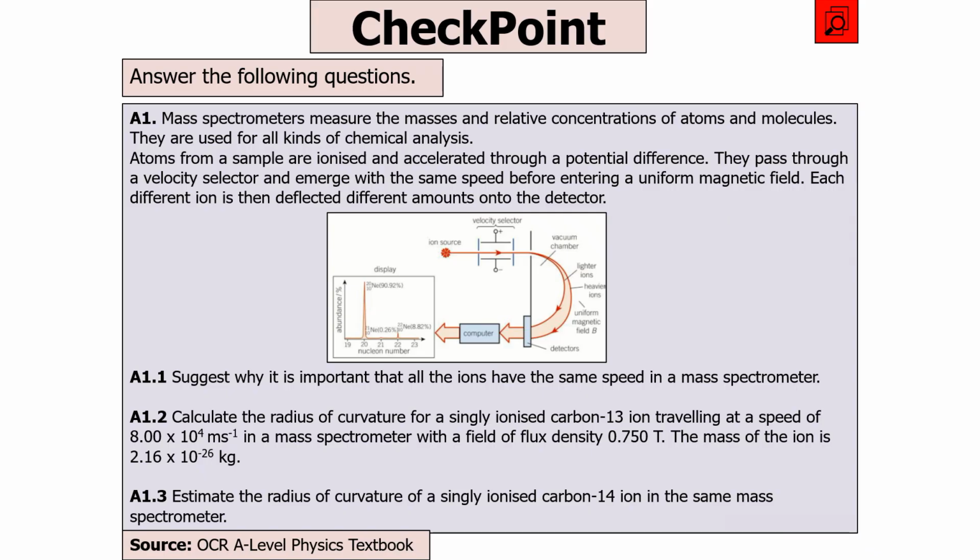Calculate the radius of curvature for a single ionized carbon-13 ion travelling at a speed of 8 times 10 to the 4 meters per second in a mass spectrometer where there's a field of flux density 0.75 teslas. The mass of the ion is 2.16 times 10 to the minus 26 kilograms. And then estimate the radius of curvature for a single ionized carbon-14 ion in the same mass spectrometer. So pause the video now, then unpause the video when you want to go through your answers.